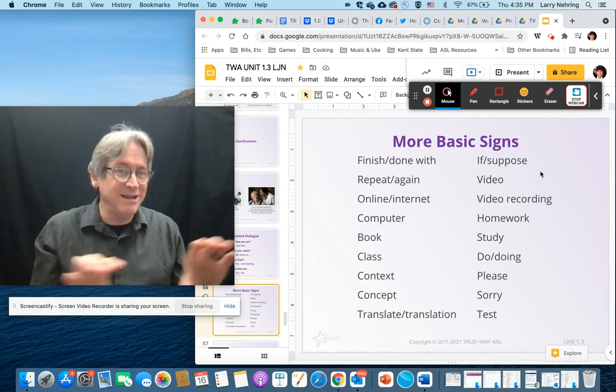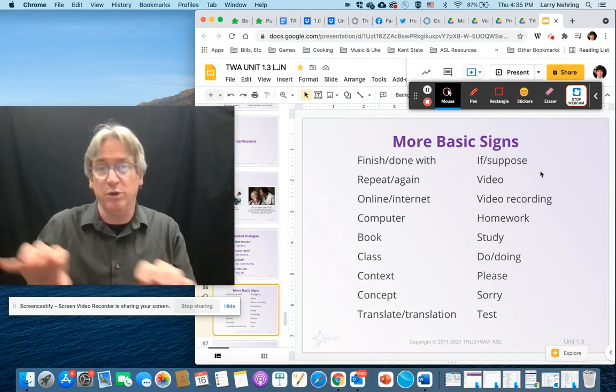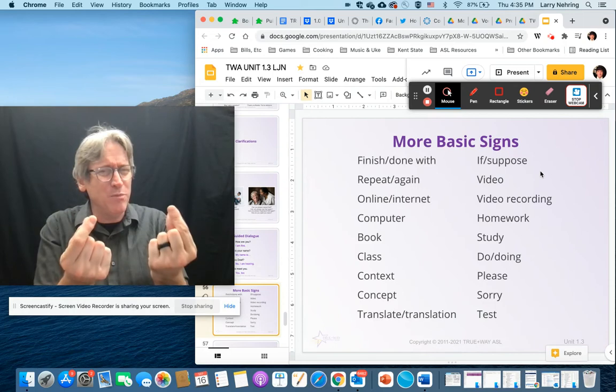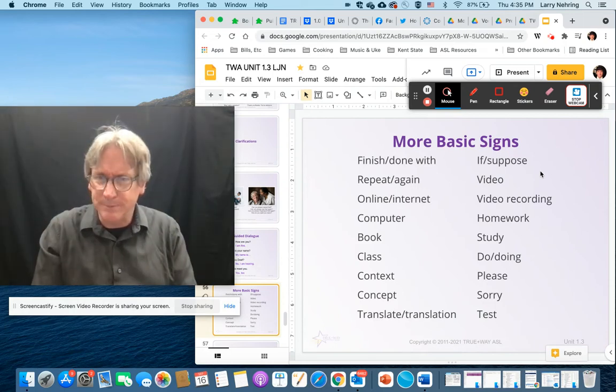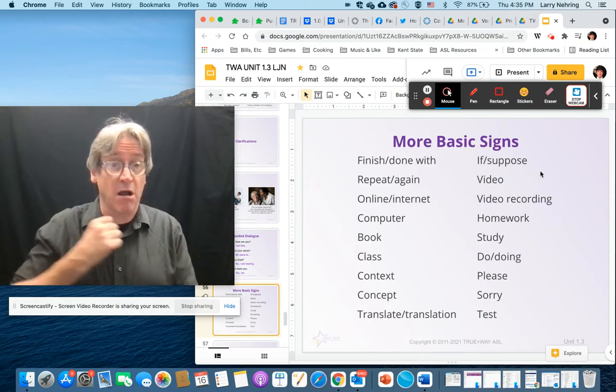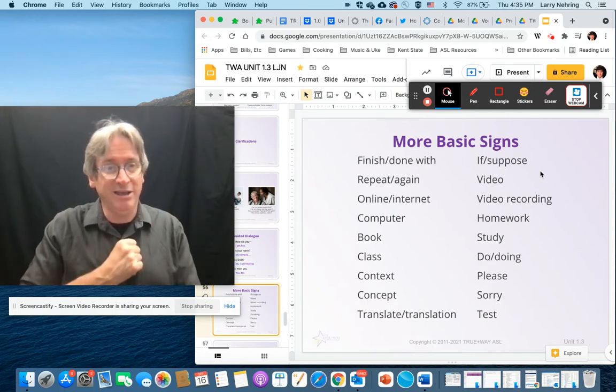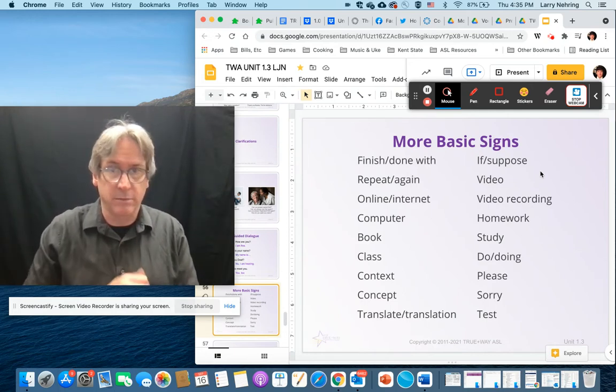Do, you'll sometimes see this for do, which means like action. What are you gonna do? This tends to be more used now. What are you doing? Please and sorry. So please with an open hand, sorry, either with an S or with an A.